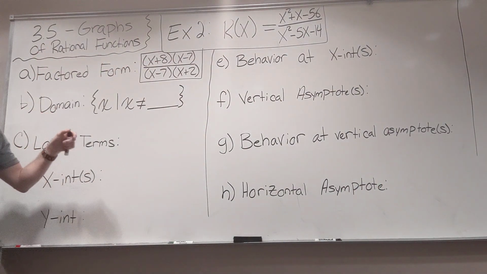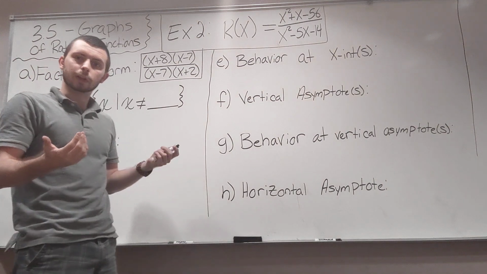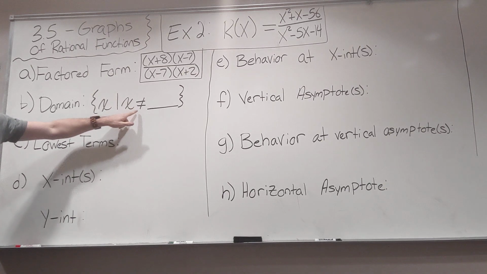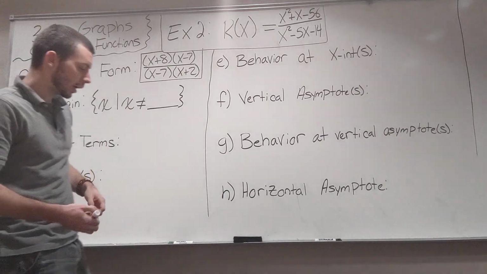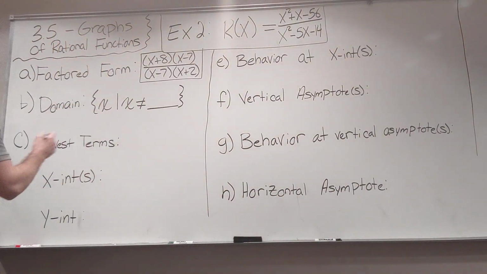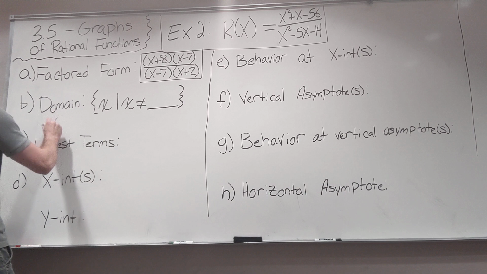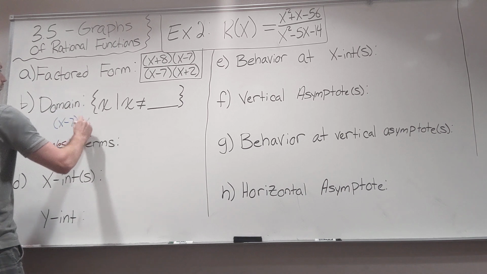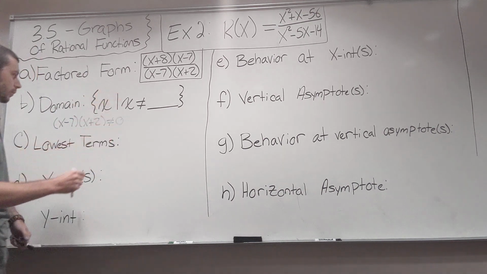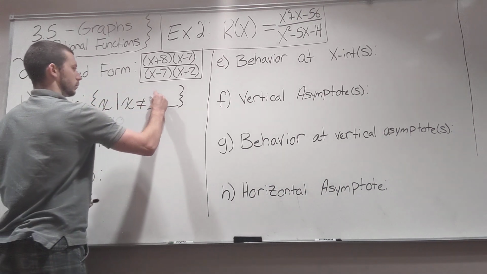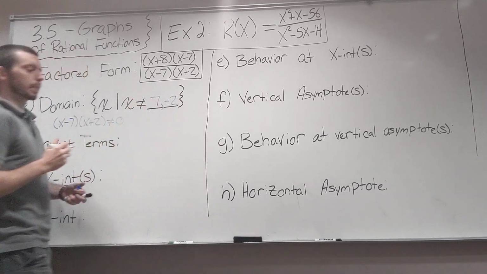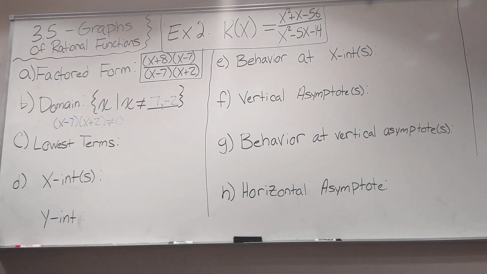And remember, the domain for rational functions is, well, you set the denominator not equal to 0, that's why there's a not equal symbol right here, and you solve for x. Well, it turns out there are two values that we get. So we set the denominator not equal to 0, and we get two x values from this. We get positive 7, and we get negative 2. And that would represent our domain right there.